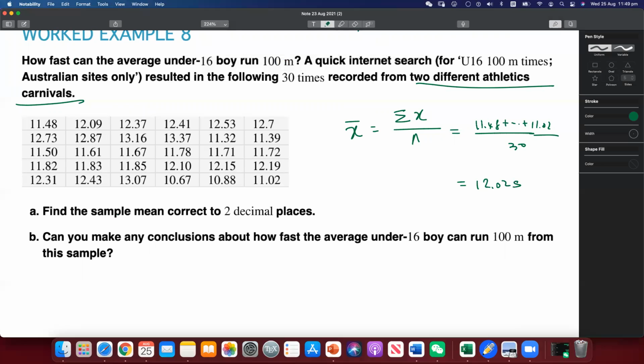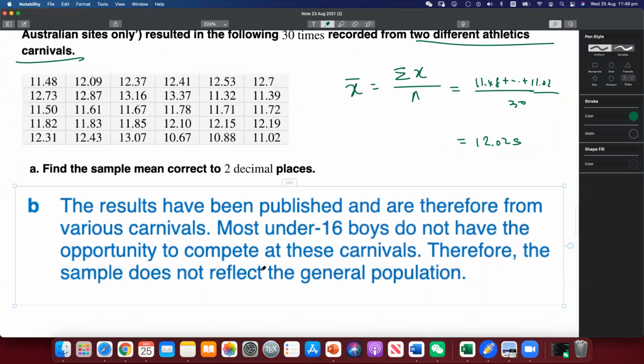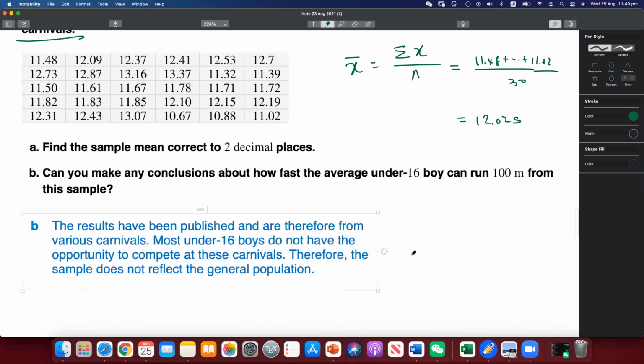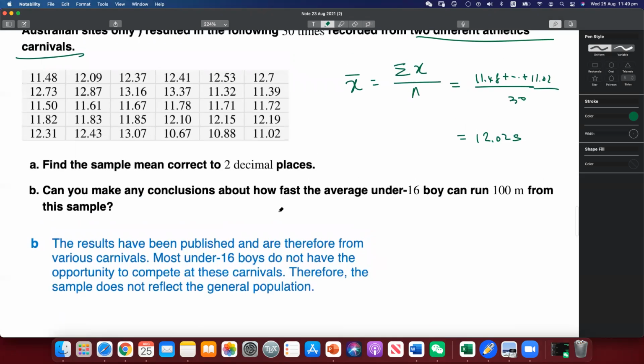I'm gonna take a screenshot from the textbook. So B, the conclusion you can make here: the results have been published from various carnivals. Most under 16 boys do not have the opportunity to compete at these carnivals. Therefore, the sample does not reflect the general population. So this is not a good sample. So when you're taking the sample, it might be good, might be bad. This is not a good one.